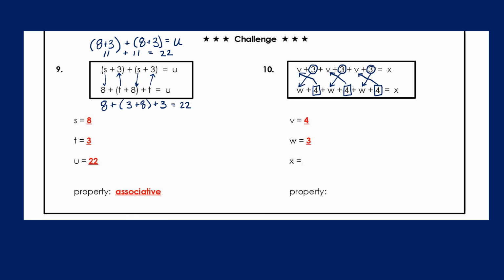And so our equation is 4 on the top, 4 plus 3 plus 4 plus 3 plus 4 plus 3. On the bottom, it's 3 plus 4 plus 3 plus 4 plus 3 plus 4. And if you add both of those up, you're going to get the same value, which is 21. And since we've changed the order, and we've systematically changed the order, it would be the commutative property.